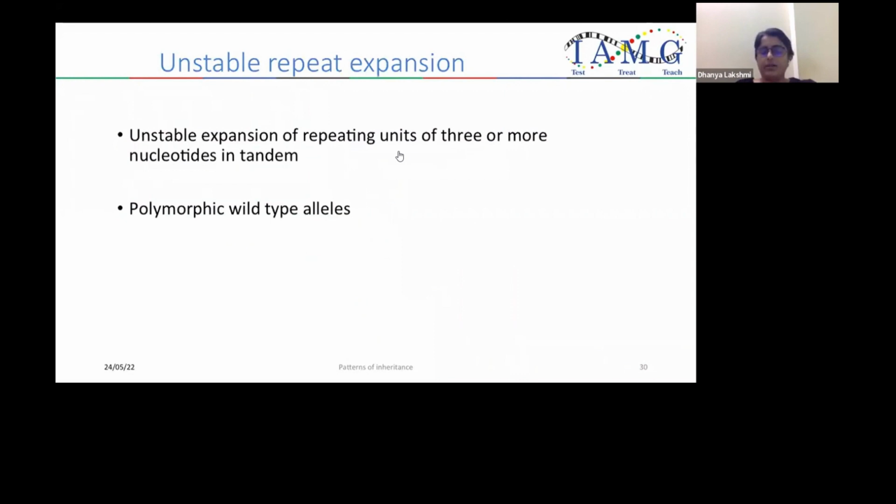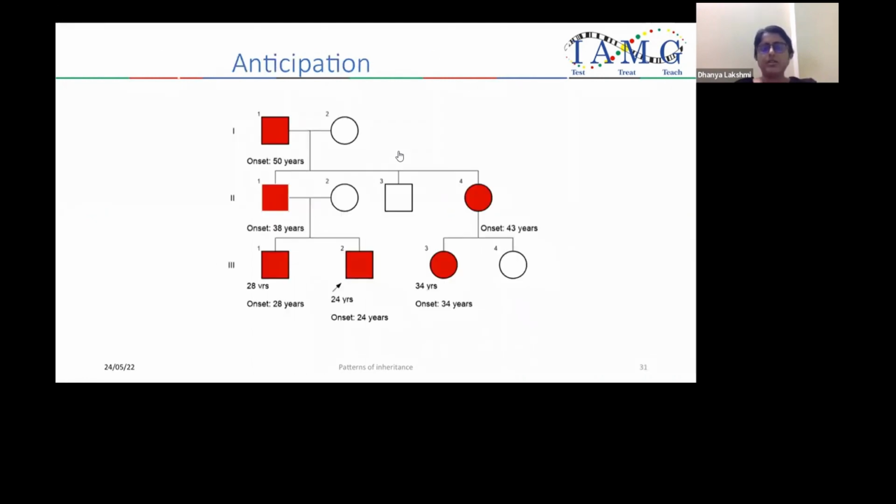Now the next pattern, which does not follow Mendelian principles of inheritance, is unstable repeat expansion. So these disorders have an unstable expansion of repeating units of 3 or more nucleotides in tandem. And the wild type alleles are usually polymorphic with variable number of repeats in the general population. These disorders can demonstrate a phenomenon known as anticipation. As you can see in this pedigree, the age of onset of disease is earlier as generation progresses and as the number of repeats increases.